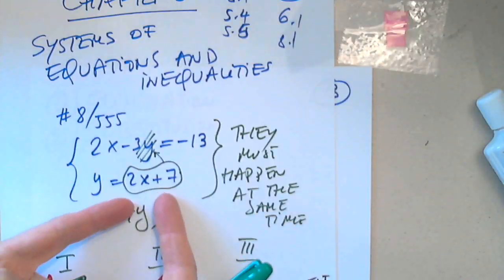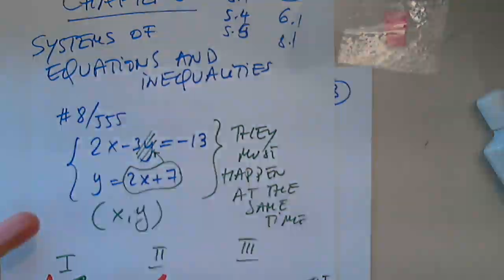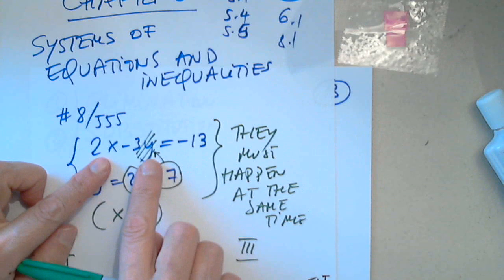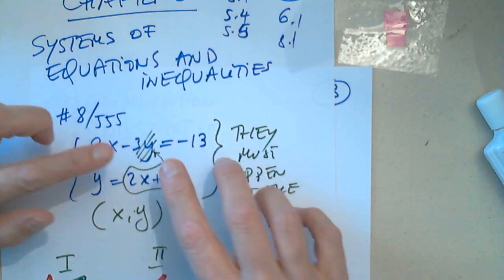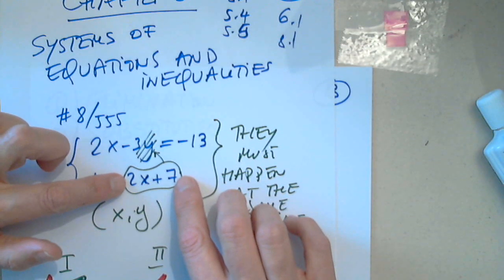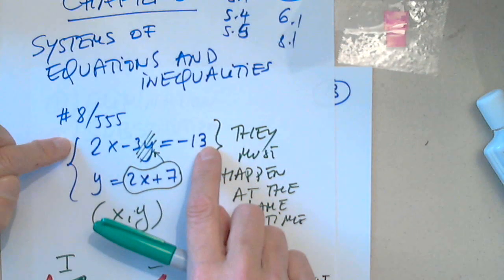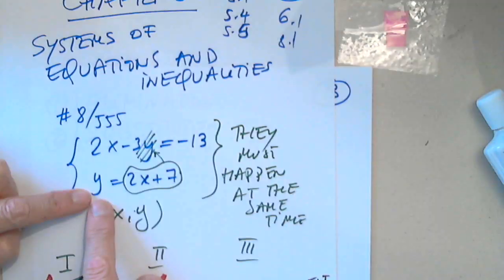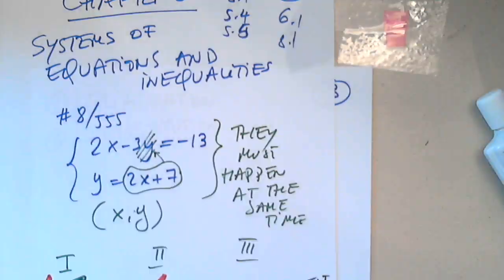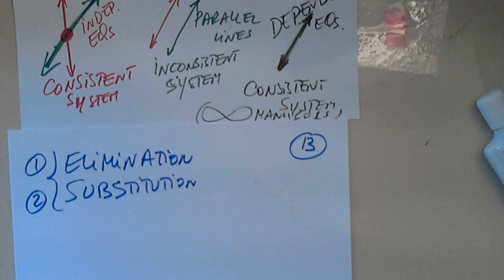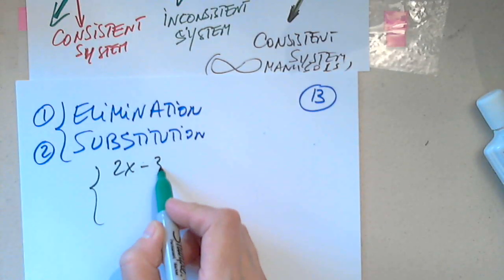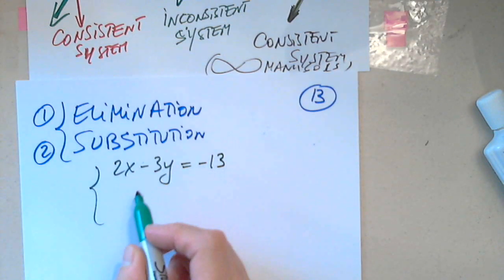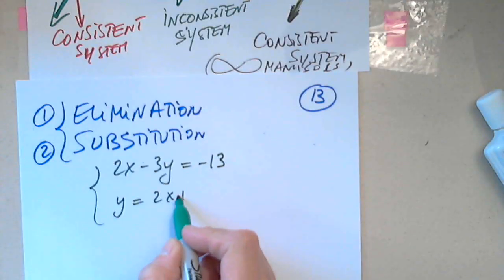First of all, because y and 2x plus 7 are the same. Secondly, I don't know how to solve an equation with two variables. When I remove y, basically because I'm replacing it by 2x plus 7, I will be able to solve for x, and then I'll come back and solve for y. That's not a big deal. So let's do just that. I'm going to copy the system here one more time. So 2x minus 3y equals negative 13, and y is 2x plus 7.